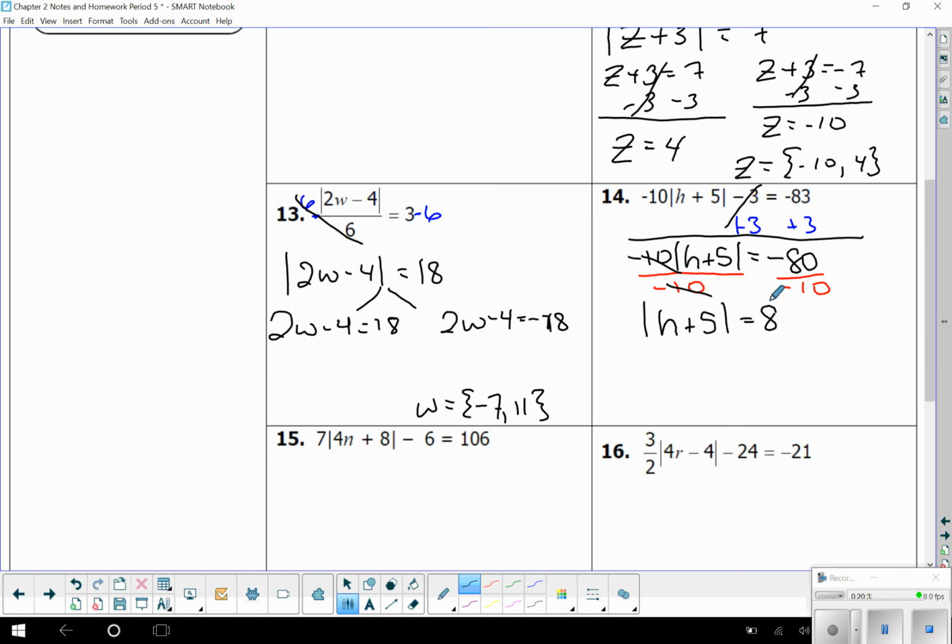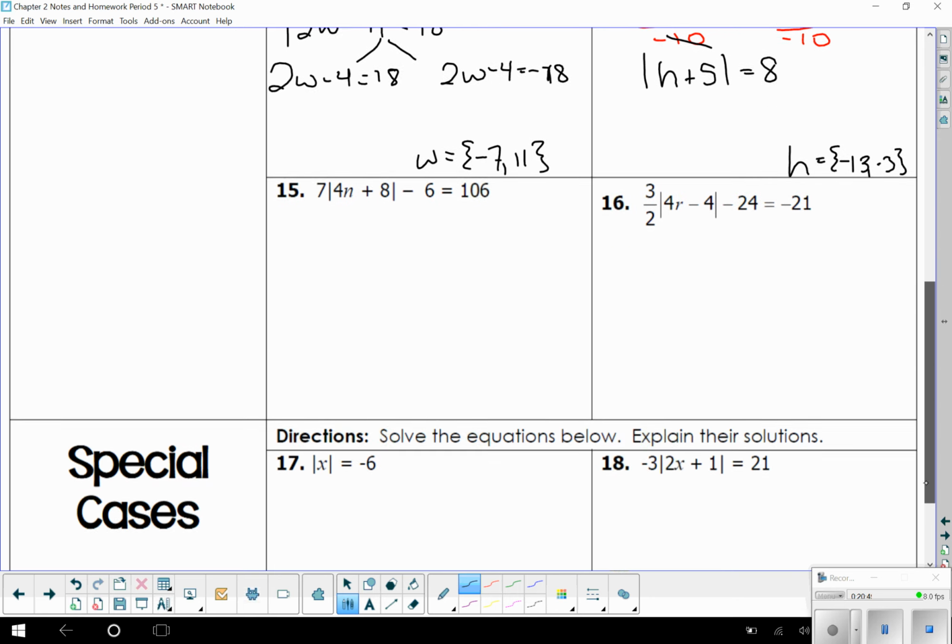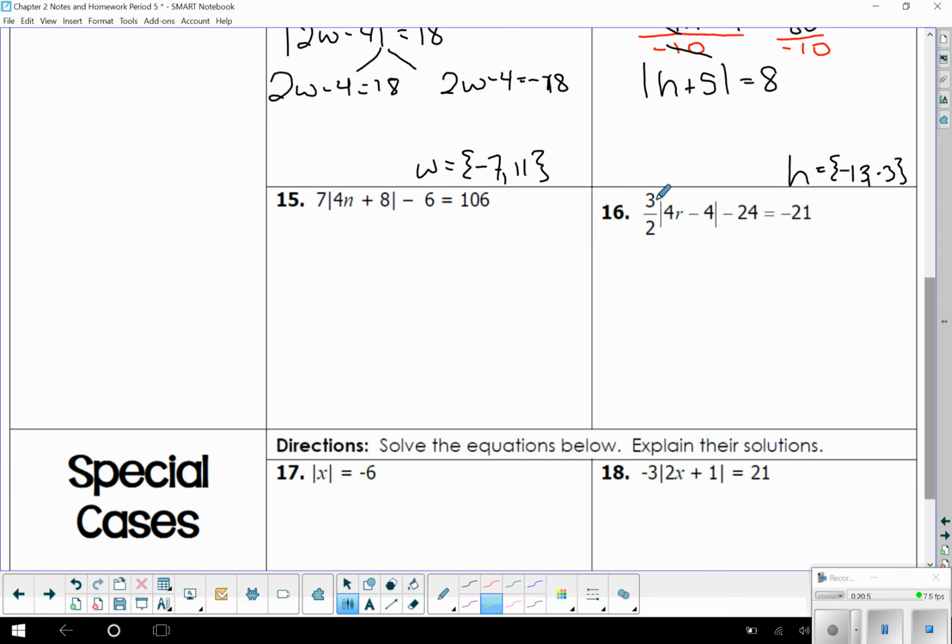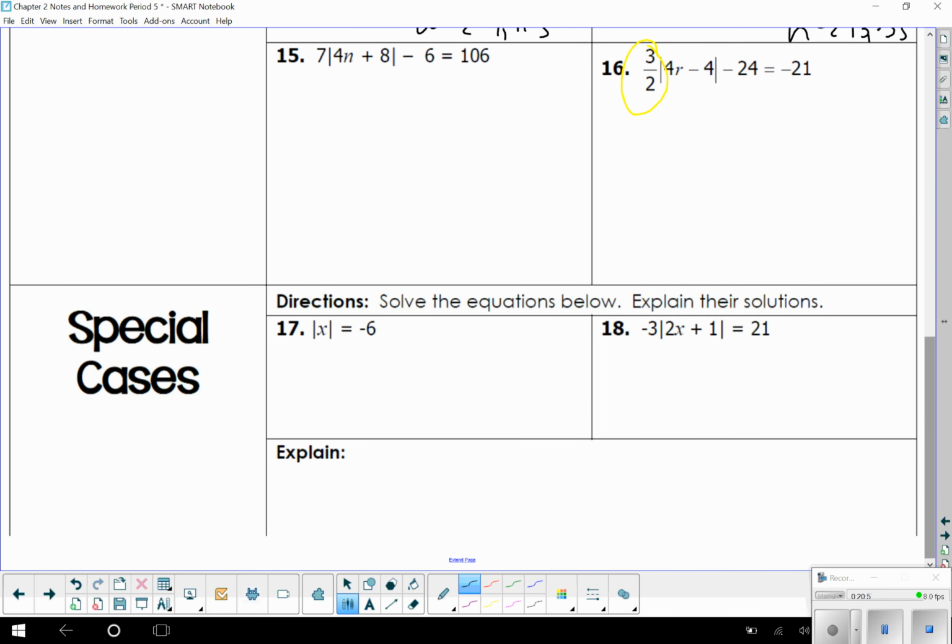And then again, break it into 2. And your answers are negative 13, negative 3. Now with this one, don't forget, you got to do the reciprocal, okay? But let's go down to special cases.